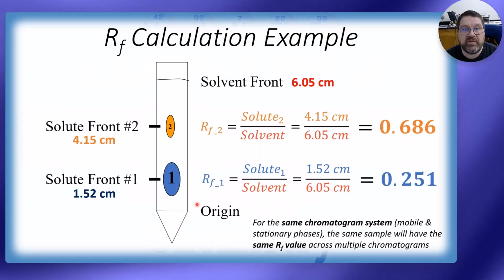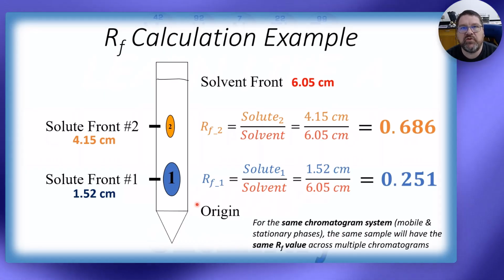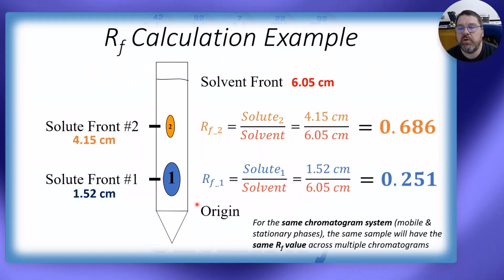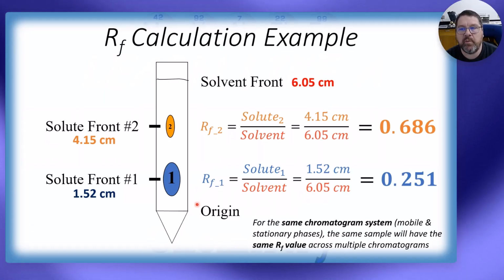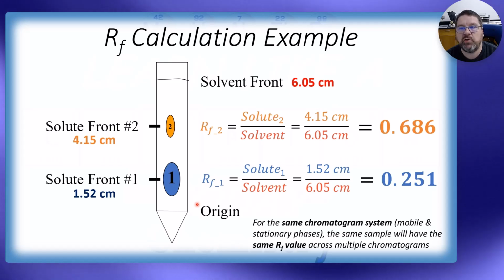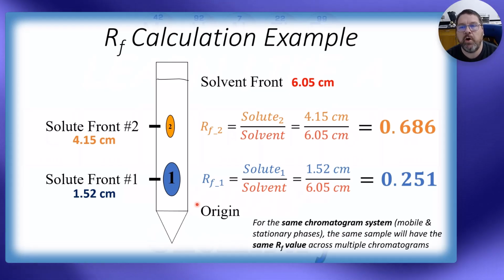Notice that it's a unitless value. It's simply a ratio, a comparison. And again, if we were to run the same sample using the same stationary phase and the same mobile phase makeup, these two components should produce results that would give us RF values that are very nearly the same as these.